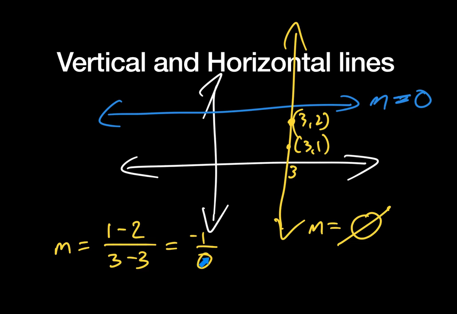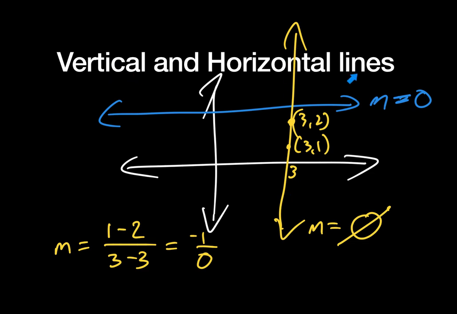So really, this is an infinite value, which makes it undefined because we cannot define infinity. You can't have an infinite slope. Infinity doesn't exist, so we just say it's undefined. A vertical line has an infinite slope.